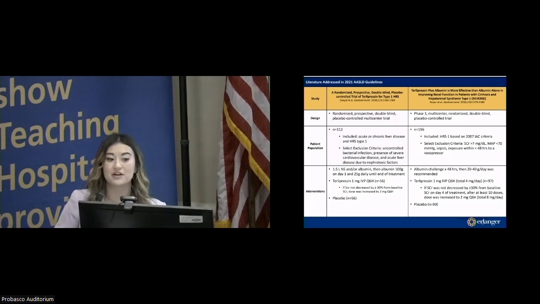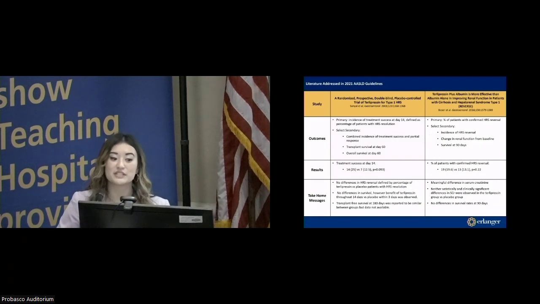The other trial, the REVERSE trial, is another one that maybe more people are familiar with. This trial was also done in the US to demonstrate whether terlipressin could have a beneficial effect in the renal function. However, they specifically were looking at the percent of patients with confirmed HRS reversal.